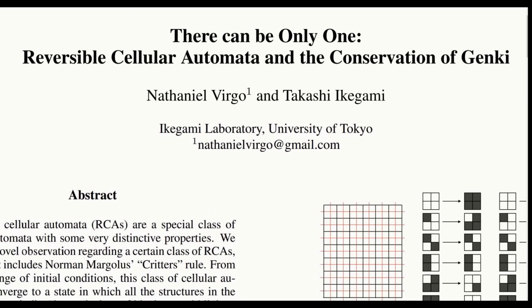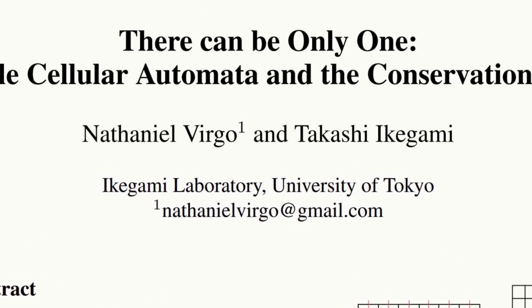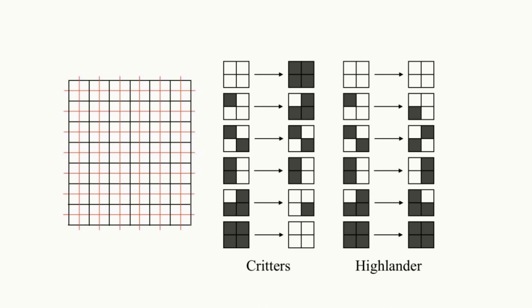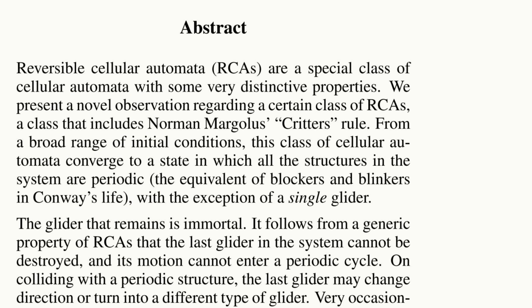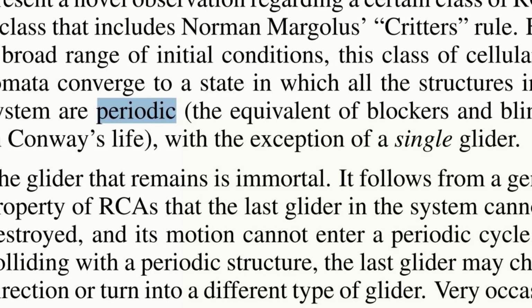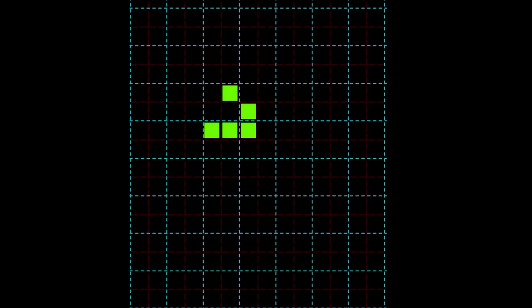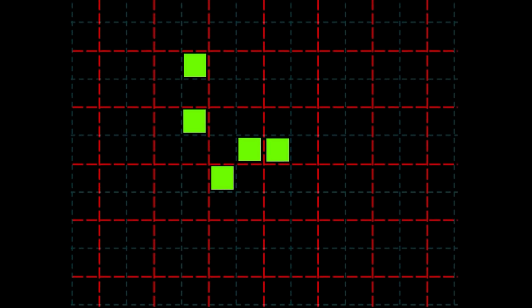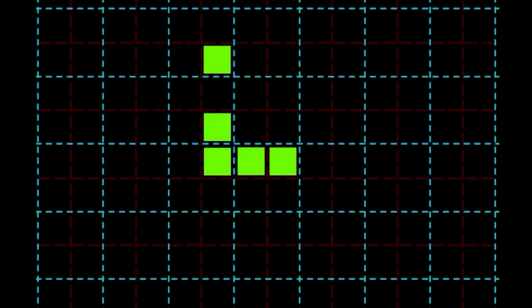The enticingly titled paper, There Can Be Only One, tells us that eventually critters must converge to a state that is periodic with the exception of a single glider. The last glider will be immortal and cannot be destroyed. So, block CAs can have additional properties that can't exist in Conway's Game of Life, but only if the transfer function is designed to allow them.